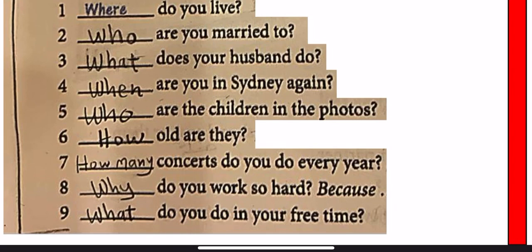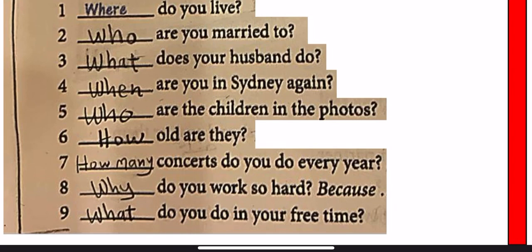Eight. Why do you work so hard? Because. Here why asks about a reason or purpose. So when we answer this question, we will use because. In the answer, we will use because. So why do you work so hard? Because, and then she will complete her reason. The wh-question is followed by the auxiliary verb do because here we have a main verb: you the subject, work the main verb, so hard. So here we use do because we have the main verb work.